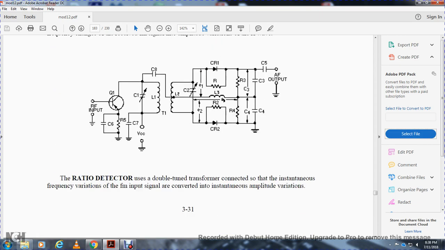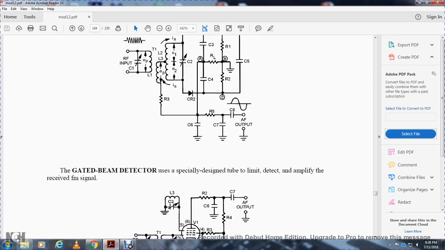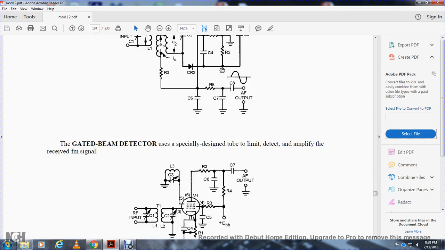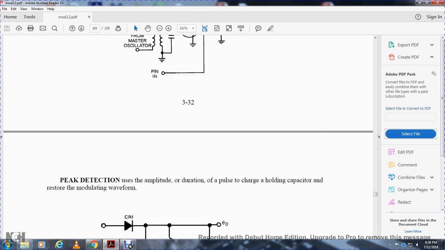The ratio detector uses a double-tuned transformer to connect with this instantaneous frequency variation. The frequency modulated input signal is converted into instantaneous amplitude variations. The gated beam detector uses a specially designed tube limiter to detect and amplify the received frequency modulated radio signal. Phase demodulation may be accomplished with the frequency discriminator or quadrature detector.